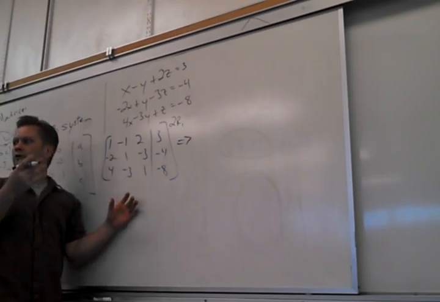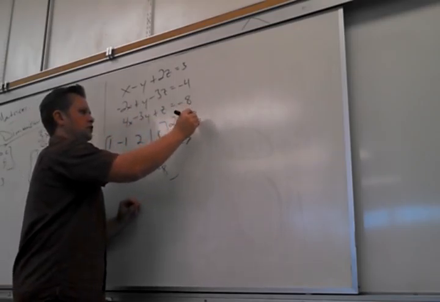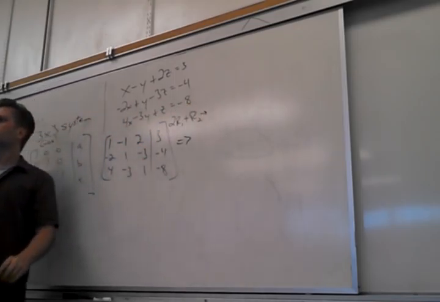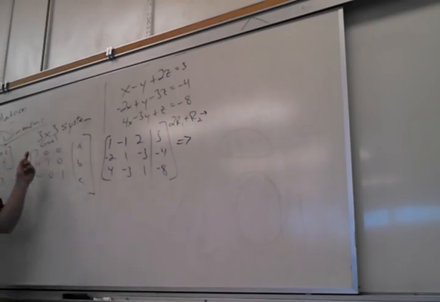say it for me. Twice row 1 plus row 2. Where are you going to put the answer? Why would you not put it in row 1? What's row 1 got that we want? 1. Yeah, I'm not going to mess with that.